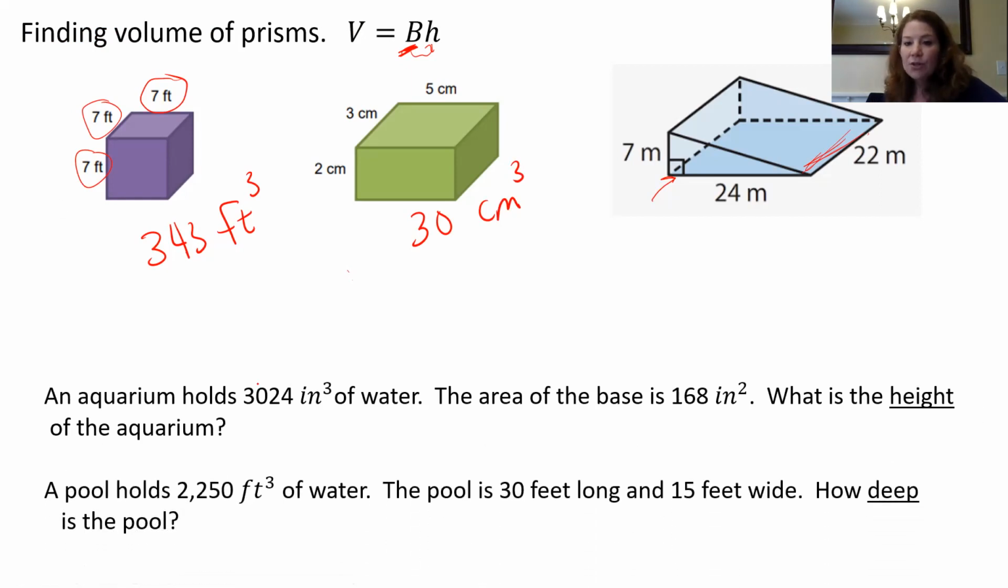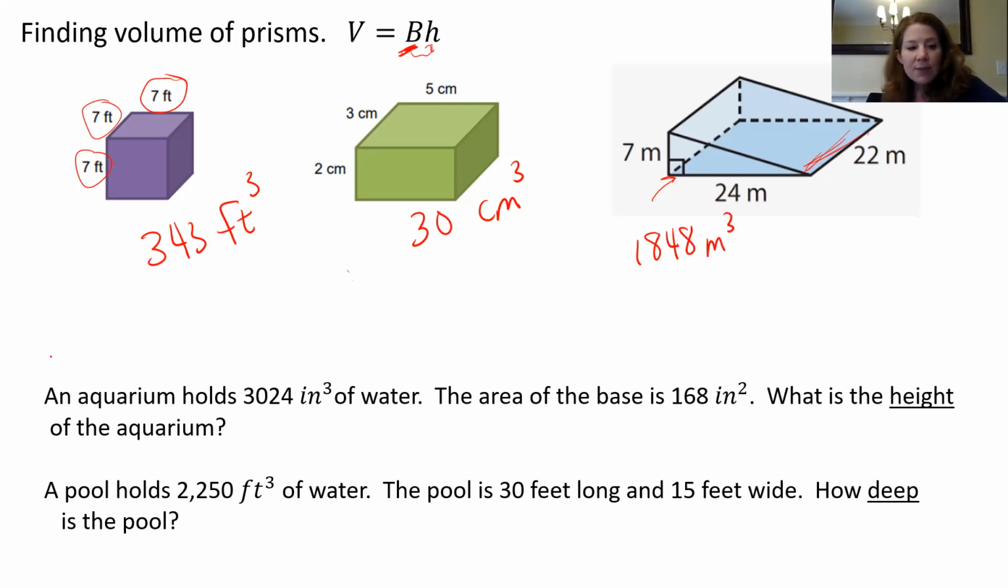So then our triangular prism, we're going to multiply 24 times 7. And then since it's a triangle, we divide it by 2. So the area of the base is 84. And then I'm going to multiply 84 times the height of the prism, which is 22. So the volume is 1,848 meters cubed.